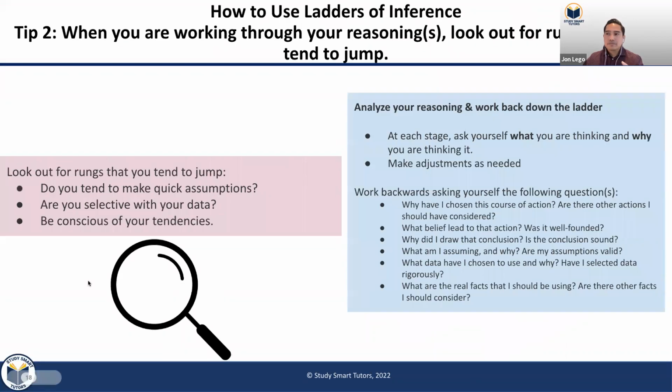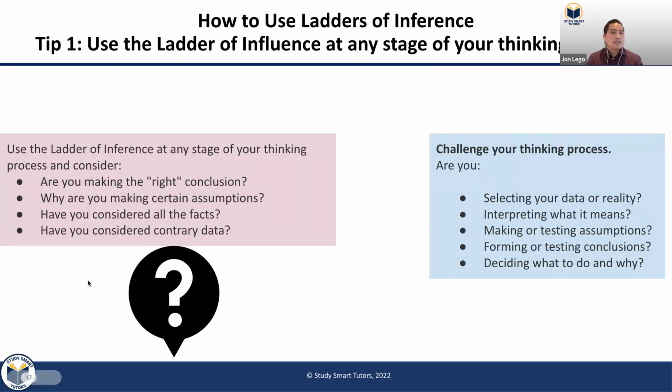But tip 1 is essentially using the ladder of inference at any stage of your thinking process. So like I said, it is a reflective loop. You don't need to start at the very bottom. If you're already midway through, you can start right in that middle rung, work your way up, work your way down.